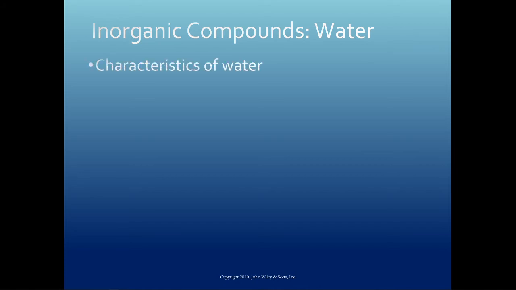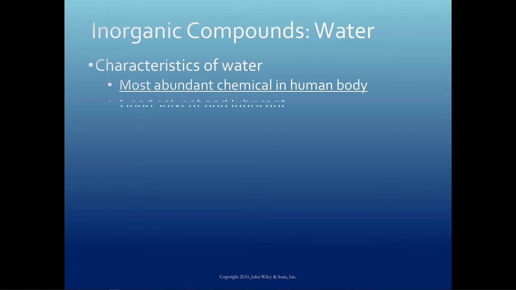So when we look at water, once again, we said we are anywhere from about 55 to 75% water. So it makes up a large part of our mass. So some of those characteristics: it's the most abundant chemical, and it's really good at being a solvent.